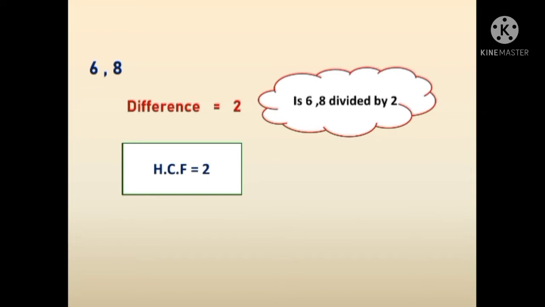I think the concept is clear to you. Let us solve some more examples so we can get a clearer idea. The next question is 9 and 12. We are going to find the HCF for the numbers 9 and 12. The first step is to find the difference of 9 and 12. So the difference is 3.